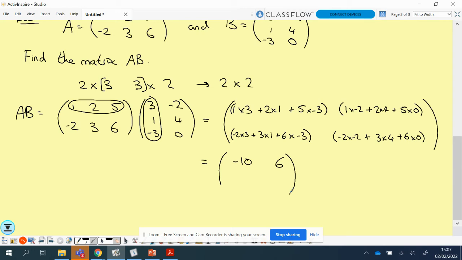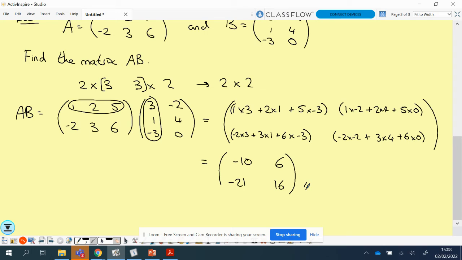Last row, so negative 2 times 3 plus 3 times 1 plus 6 lots of negative 3. That gives me negative 21. And in the last entry, negative 2 times negative 2 is 4, plus 3 lots of 4, which is 12, so that gives me 16 there. And that's what the matrix AB would be. We've multiplied A and B, and we've ended up with a 2 by 2 matrix with those entries in it. Are we okay with that, folks?